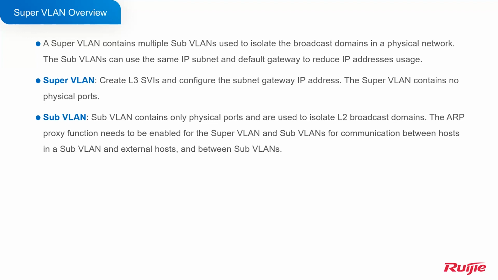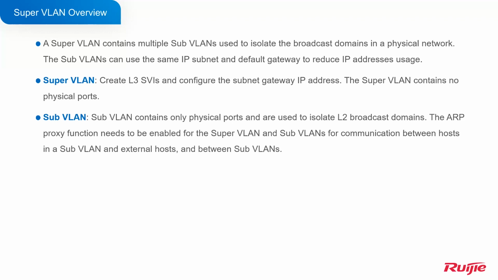The ARP proxy function needs to be enabled for the super VLAN and sub VLANs for communication between hosts in a sub VLAN and external hosts, or the communication between sub VLANs. So from here, we can know that super VLAN only works as the gateway of the terminals, while sub VLAN is the actual VLAN that is used to, for example, encapsulate or decapsulate the frames in the network.